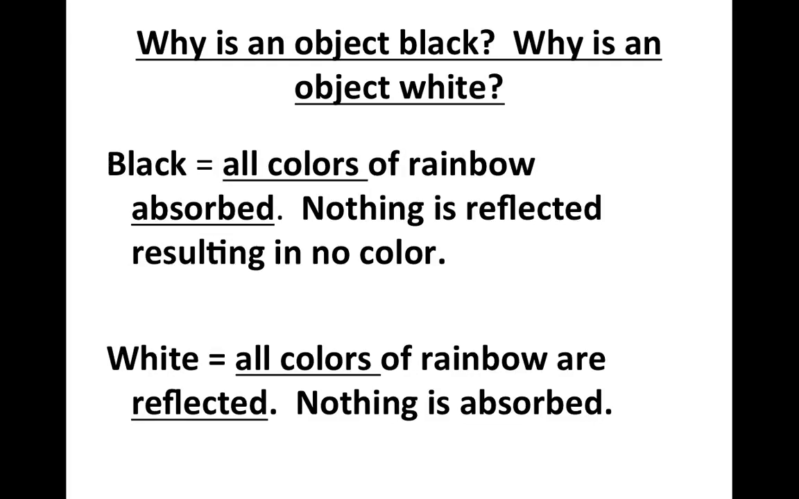Now, we also have objects that are black and objects that are white. If an object is black, all colors of the rainbow or Roy G. Biv are absorbed. Nothing is reflected, resulting in no color to be seen by the eye. Black is actually the absence of color. Everything is absorbed, nothing is reflected. This is why wearing black clothing in the summertime actually makes us a little bit warmer than wearing something like white, because all of the sun's light is absorbed into the clothing and nothing is reflected off, making it hotter than something that is lighter in color.